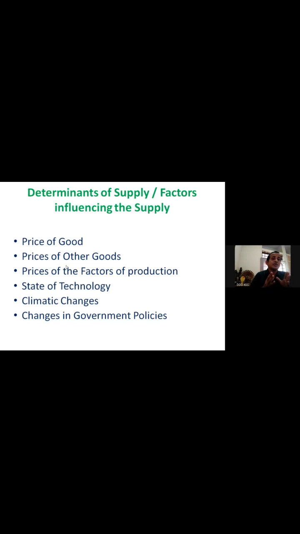Now first, the determinant, or the first factor influencing the supply, is the price of the good. From the law of supply, we came to know that when price increases, supply increases. So if the price of a particular good increases, then the supply will increase. So the price of the good is a factor which influences the supply of that particular good, or the determinant of supply for a particular good.